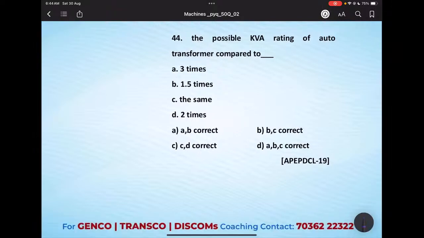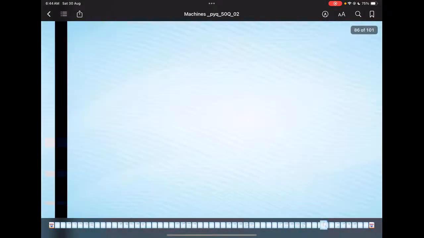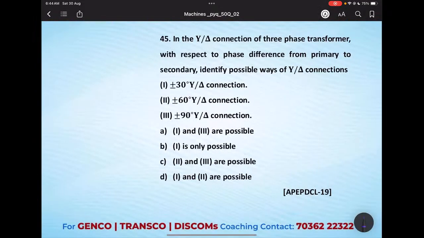The next question is about the possible kVA rating of an auto transformer. I think in this question some data is missing. We will see it later. We will move on to the next question.